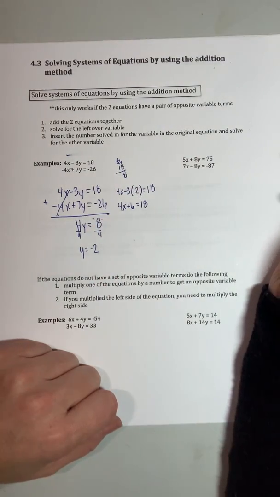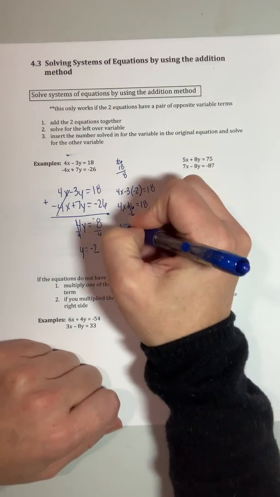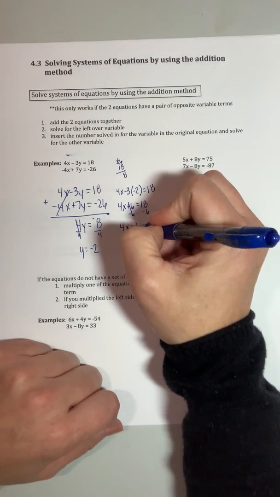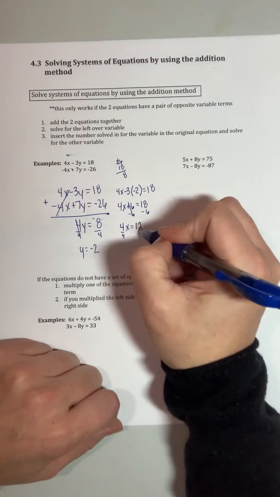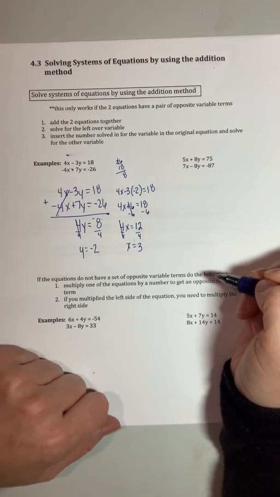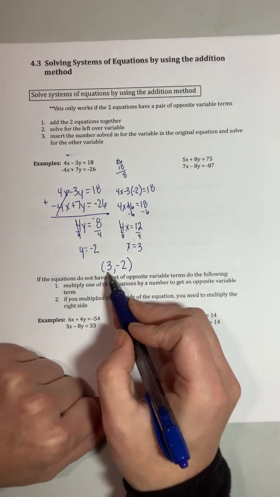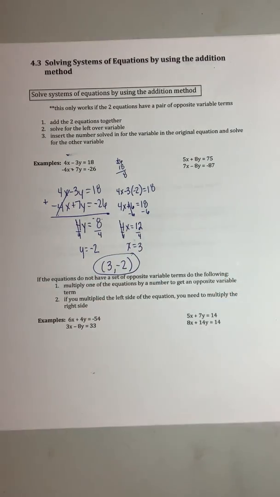And now I have a two-step equation. Subtract 6, subtract 6. 4x equals 18 minus 6 is 12. Divide both sides by 4. x equals 3. So your final answer is 3, -2. x comes first, y comes second. And that's how you do that.